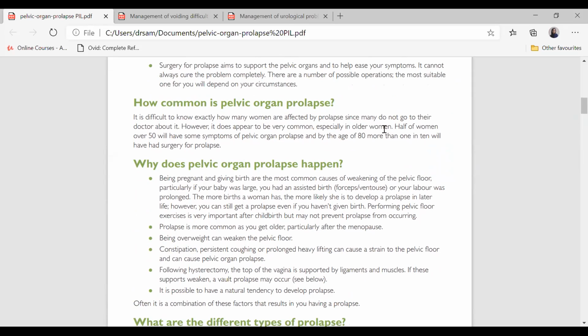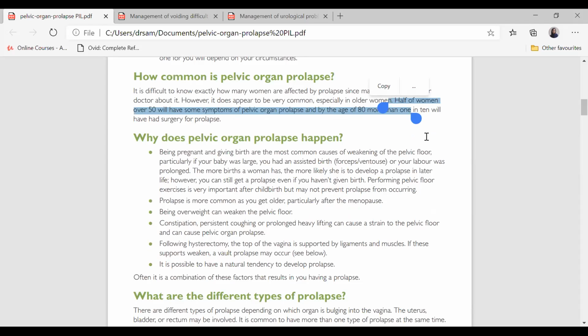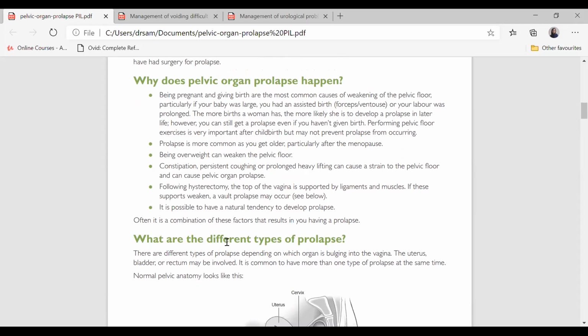It's a good thing. What is written here? Half of women over 50 will have some symptoms of prolapse, and by the age of 80, more than 1 in 10 will have had surgery for prolapse. If she asks you, then you will quote this percentage. That's why it is important to read the patient information leaflet, because the percentage given in the leaflet is important to counsel a woman. If she asks you why it happened, then you can explain.